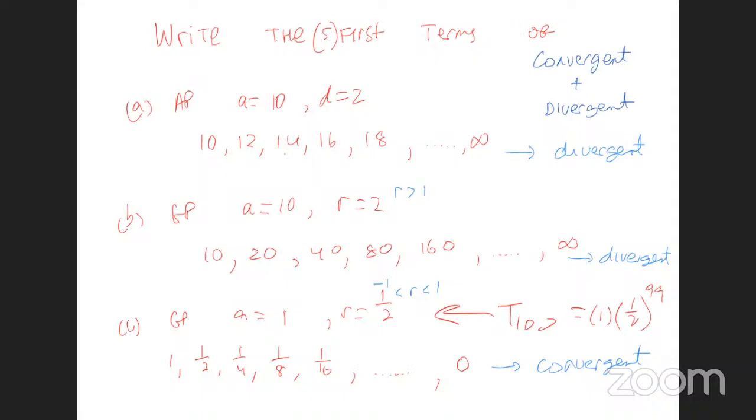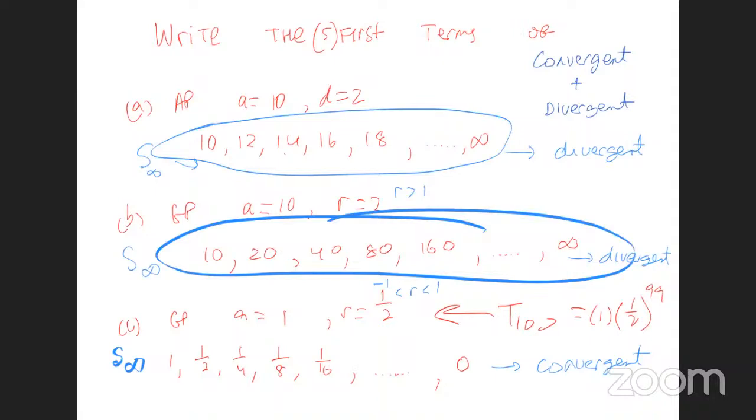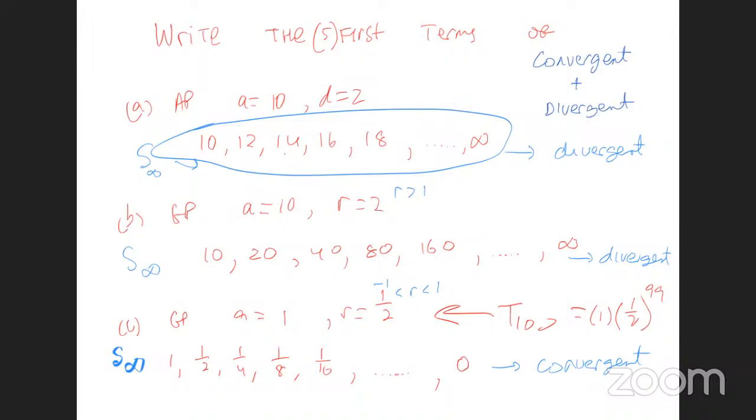Suppose I say, find the sum to infinity here. So find the sum of the first infinite terms. What do you think the answer will be for A? Anybody online could guess? Suppose you add up all these terms. What do you think will happen? What do you think you might get if you add up all those terms?